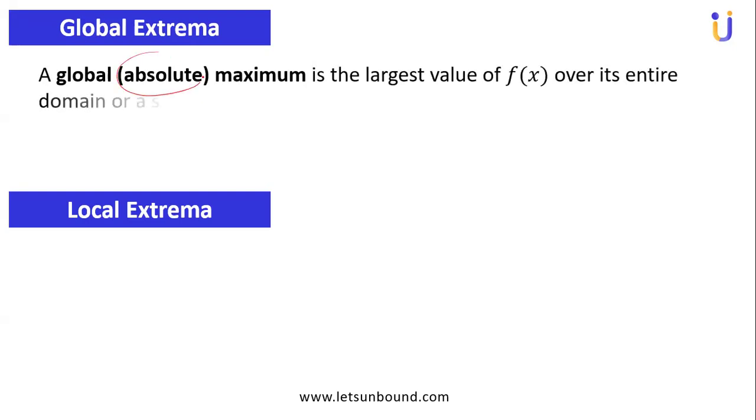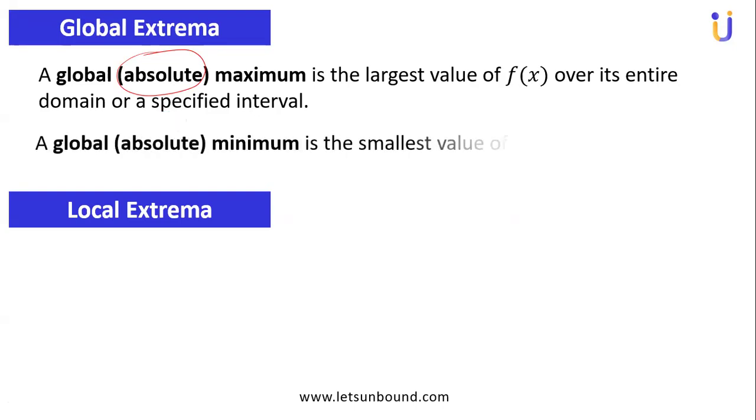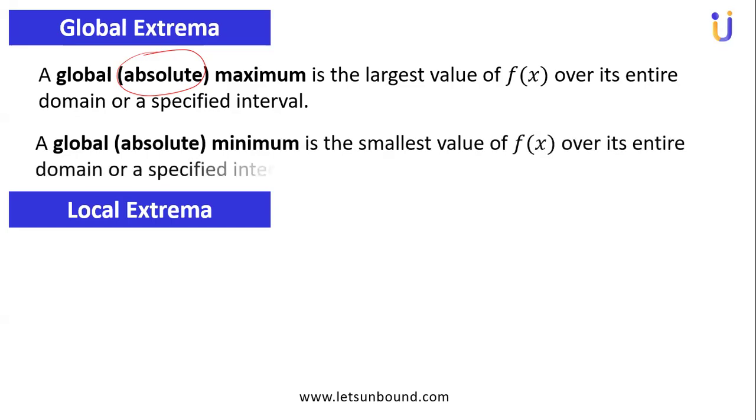Now, global extrema; we also see local extrema. There is a difference here. Global extrema are sometimes called absolute extrema. Absolute maximum is the largest value over the entire domain, or over a specified interval if you're working on one. The minimum is the same: the smallest value over the entire domain, or over the specified interval you're working on.